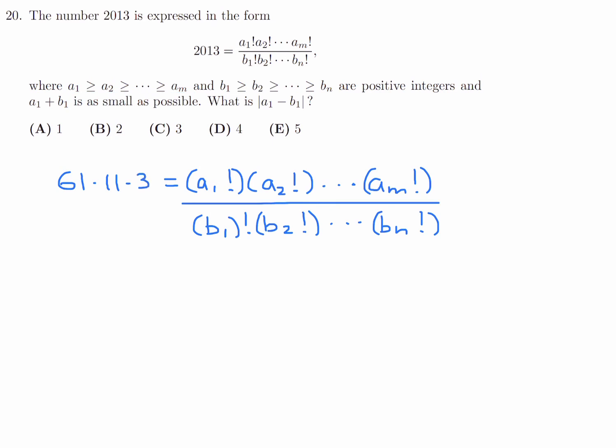All right. So you have to think about this for a little bit. I strongly encourage you to attempt this question. Don't get intimidated by the notation.